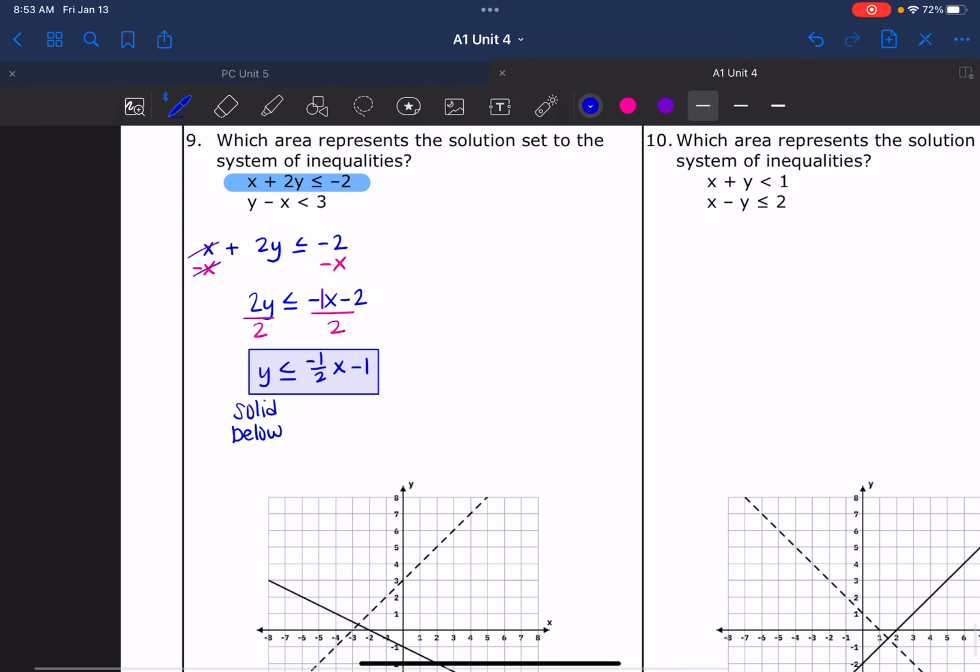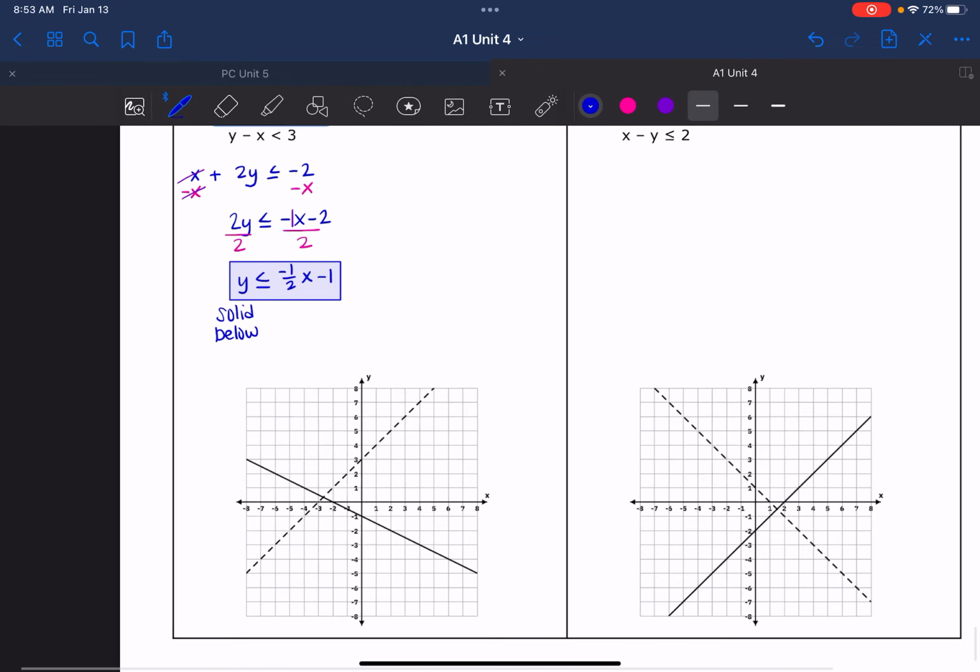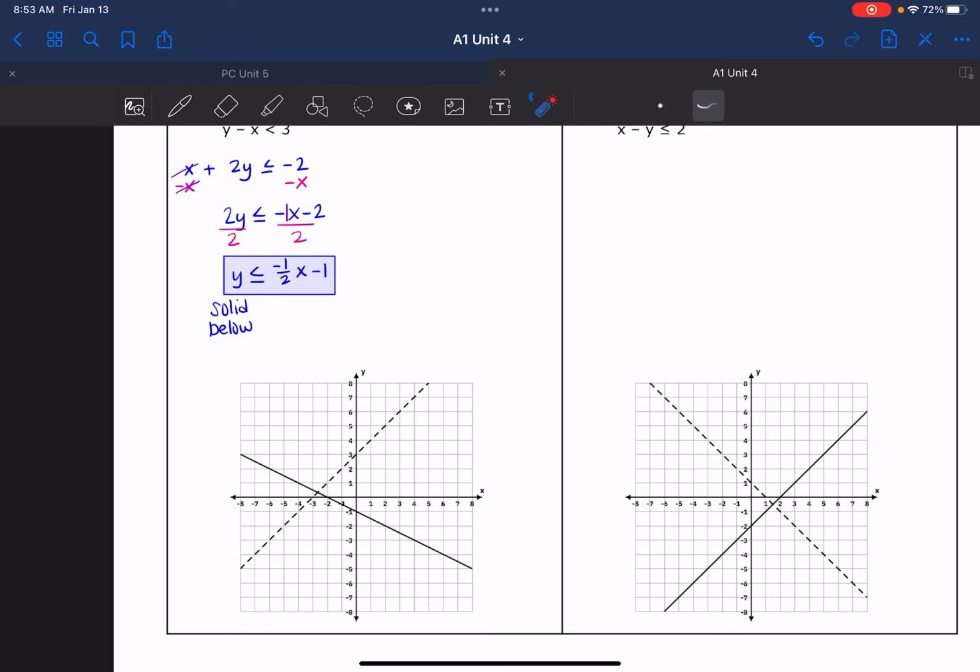So let's take a look at the graph. Because it's a solid line, I'm pretty sure it's this one, but if you want to double check, it should be at negative 1, which it is. And its slope is negative 1 over 2, so down 1 over 2, down 1 over 2. So this is that first inequality. So we know that it needs to get shaded below. So everything below that inequality.